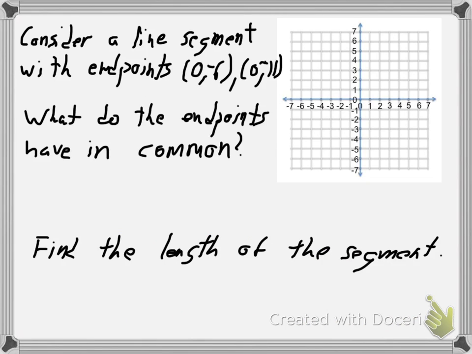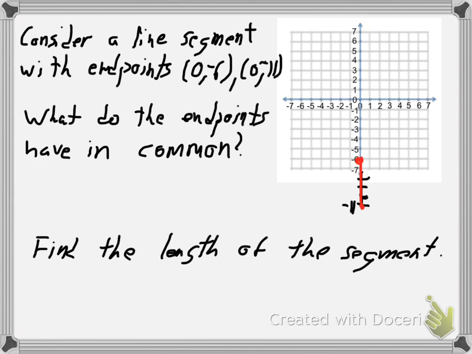So looking at our next example here, we're going to consider a line segment that has endpoints (0, -6) and (0, -11). So the first thing I'm going to do is plot those points. (0, -6) is right there. (0, -11) is right there. My segment goes from there to there.